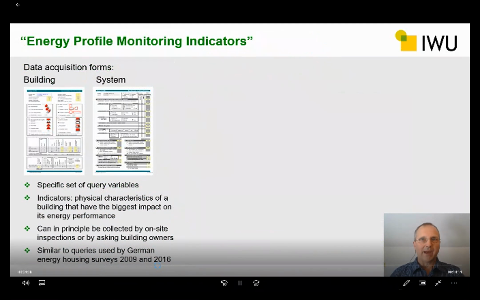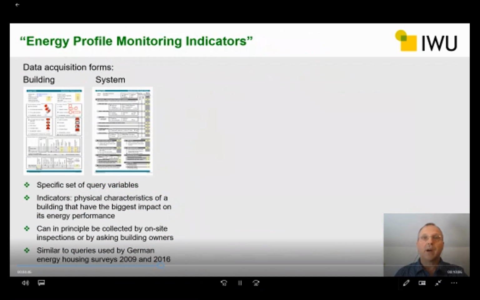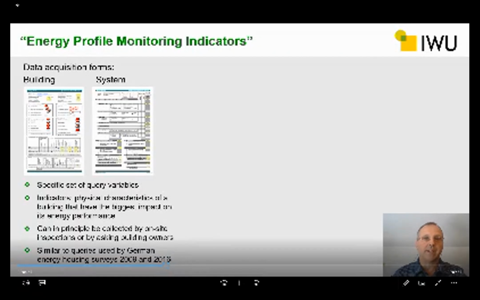For the collection of the information about the energy performance characteristics of the buildings, energy profile monitoring indicators are used, which are a specific set of query variables and which are indicators on the physical characteristics of a building that have the biggest impact on its energy performance. These indicators can in principle be collected by on-site inspections or by asking building owners. And that's also the reason why these indicators have been used in German energy housing surveys in the years 2009 and 2016.